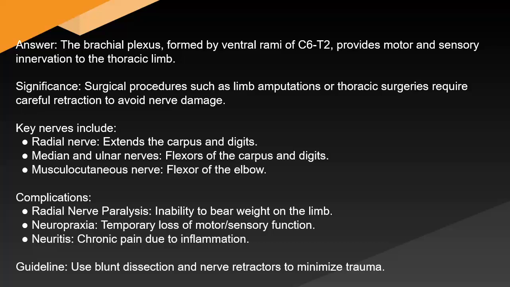Key nerves include the radial nerve, which extends the carpus and digits; the median and ulnar nerves, flexors of the carpus and digits; and the musculocutaneous nerve, flexor of the elbow. Complications: radial nerve paralysis, inability to bear weight on the limb; neuropraxia, temporary loss of motor and sensory function; neuritis, chronic pain due to inflammation. Guideline: use blunt dissection and nerve retractors to minimize trauma.